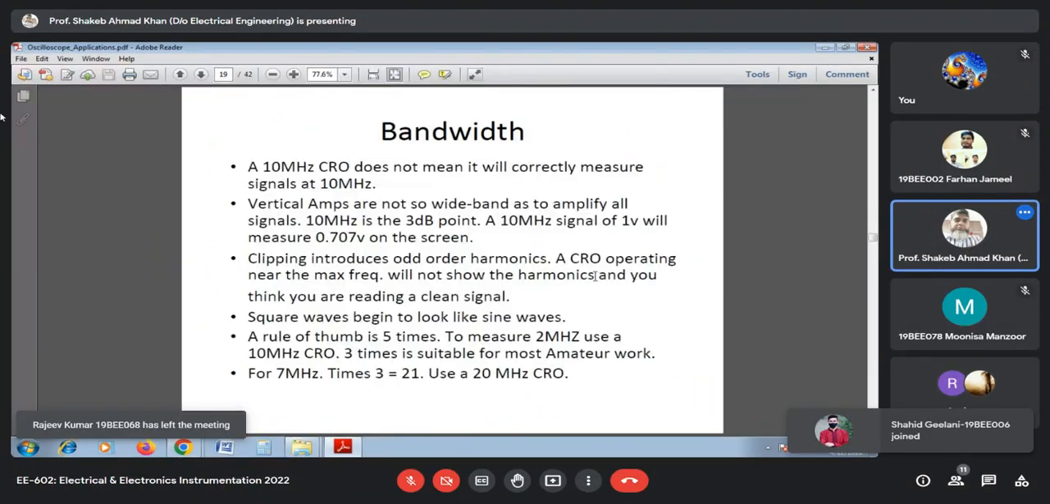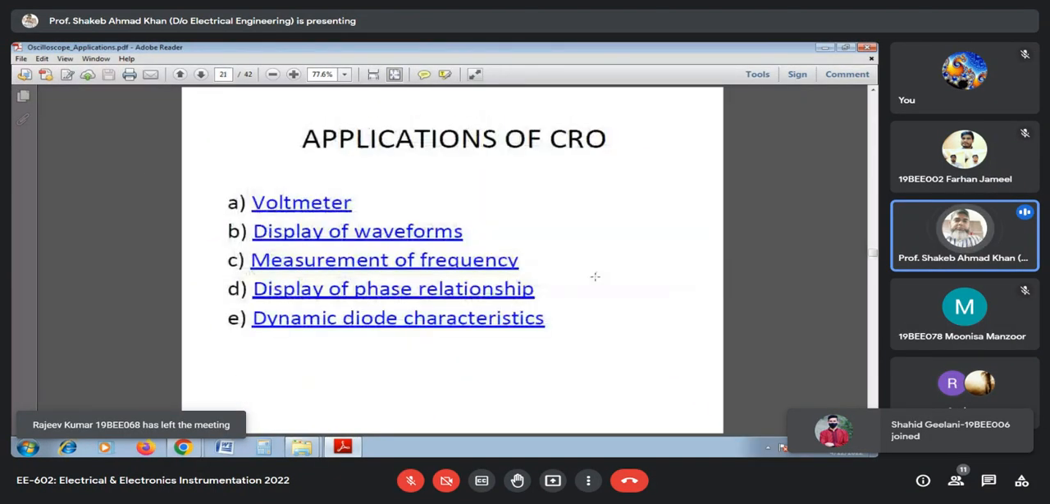in detail, and some other specification. Now I'll come to the applications.